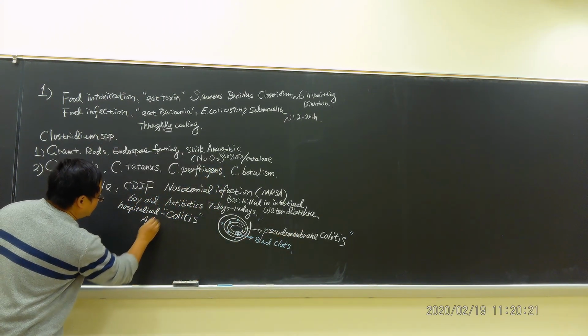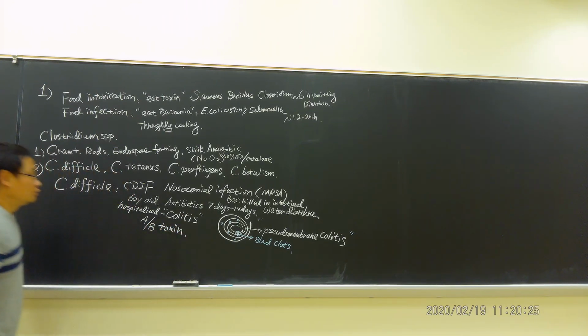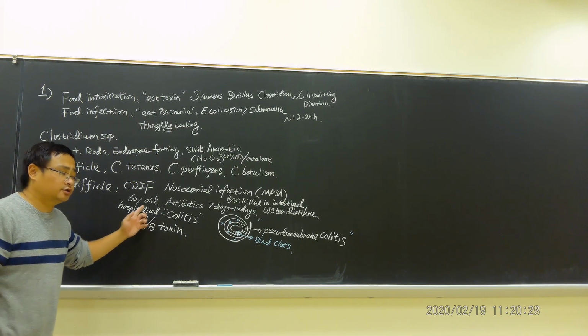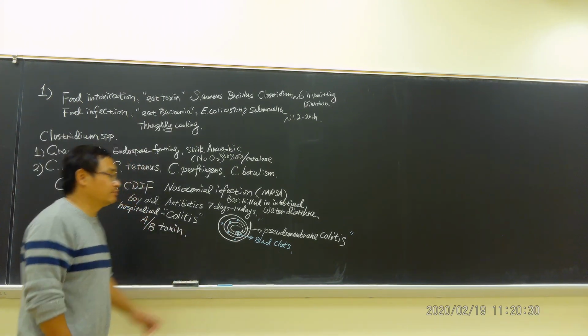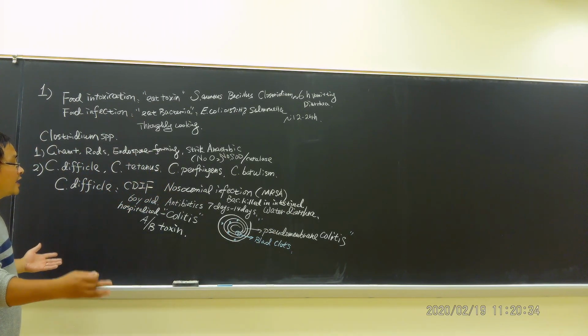This is also an AB toxin. So same thing like we talked about before. A is the toxin domain, and B is the transmembrane domain. So there is blood that comes out. Okay, so that's what happened.